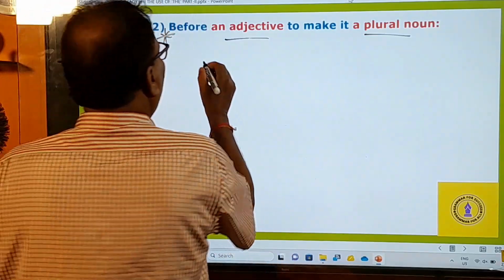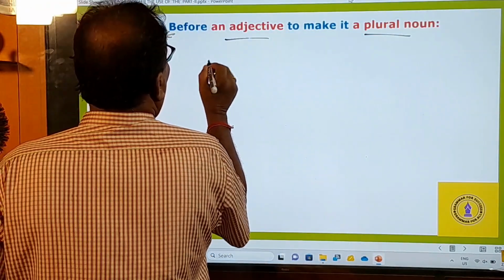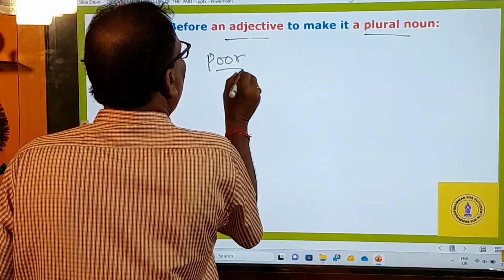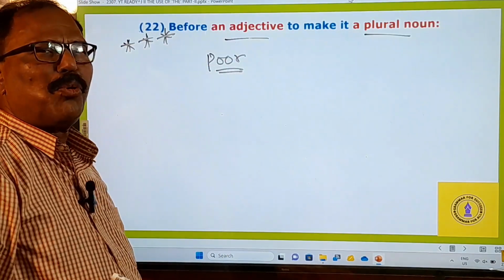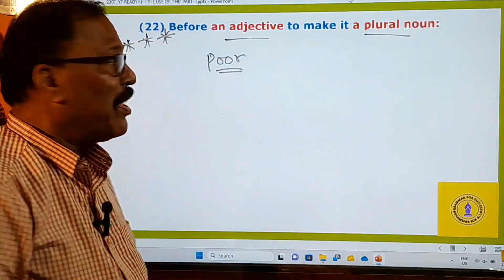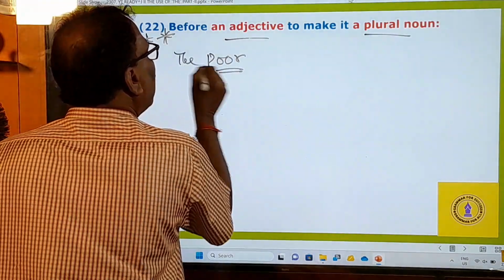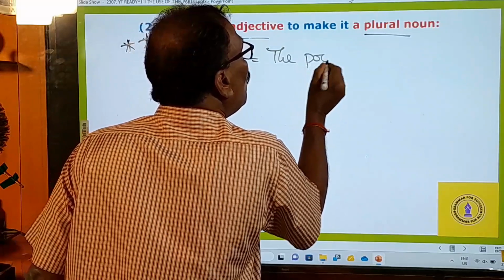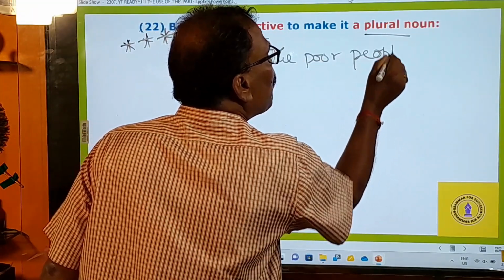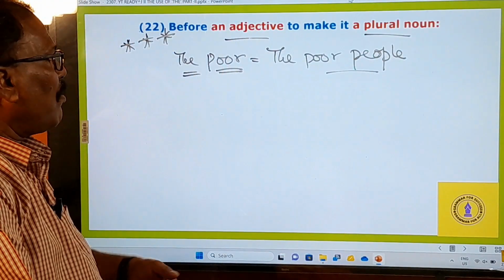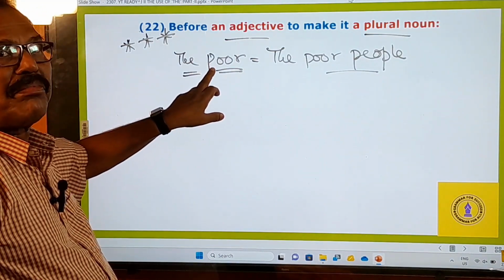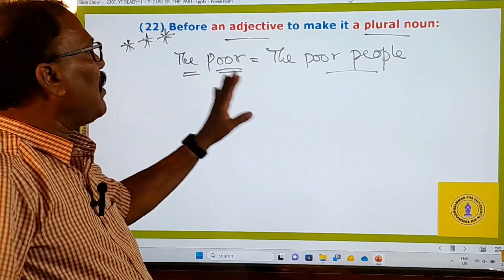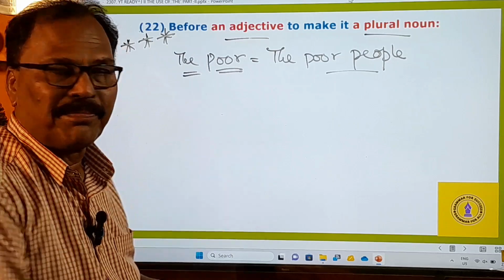Here, for example, poor is an adjective. He's a poor boy, she's a poor girl. And if at all you use the before that, now what happened? The poor means the poor people. Now it has become a plural noun. You don't say the poor people. The poor itself means the poor people.